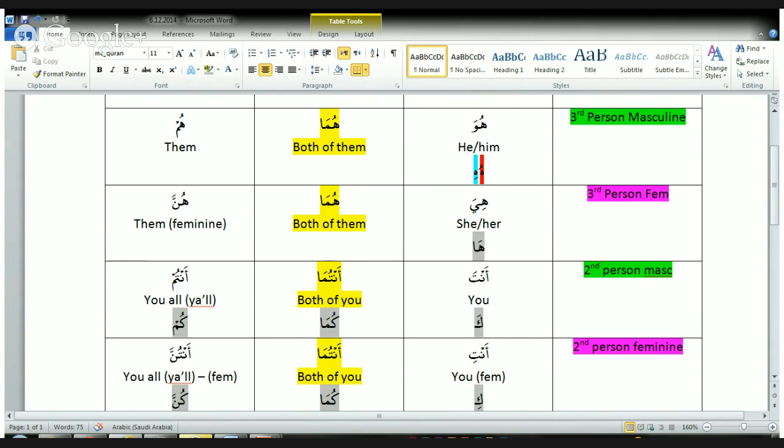Huwa, huma, hum. Hiya, huma, hunna. Anta, antuma, antum. Huwa, huma, stop. 3, 2, 1, go. Huwa, huma, hum. Hiya, huma, hunna. Anta, antuma, antum. Good.